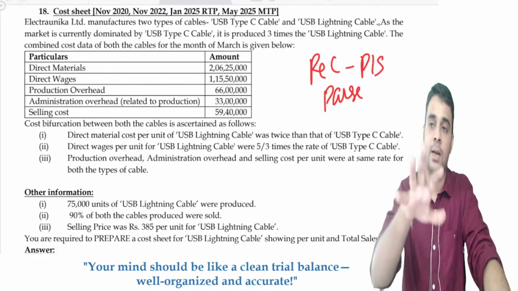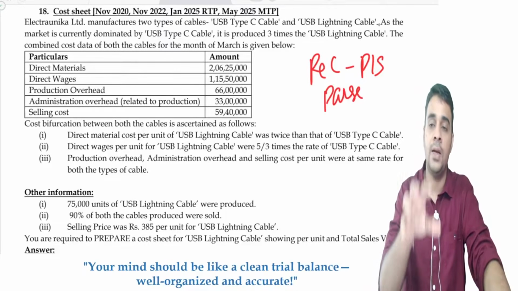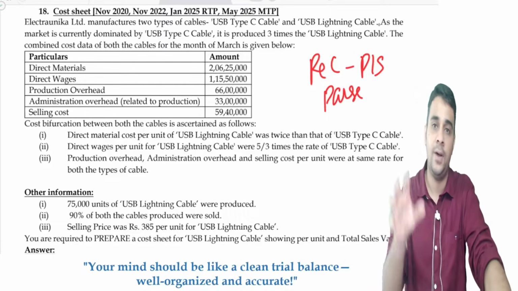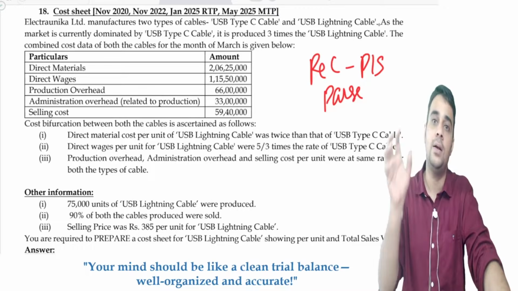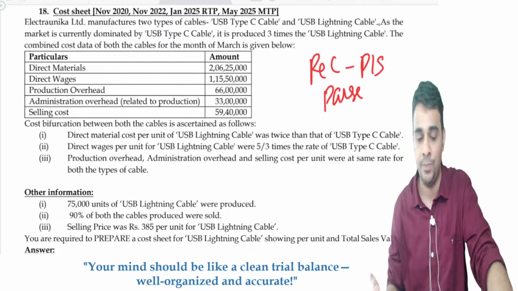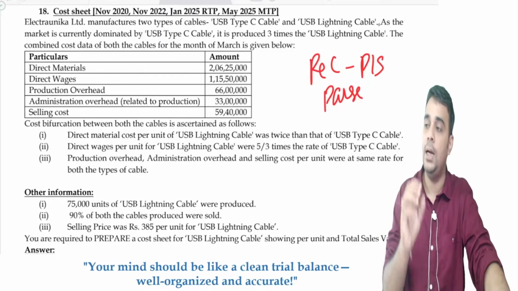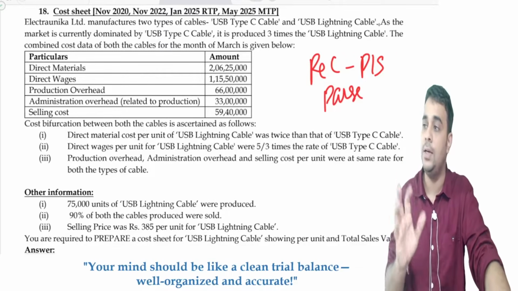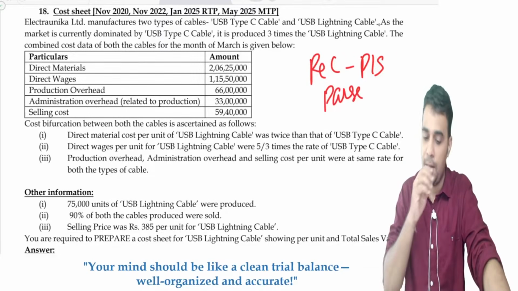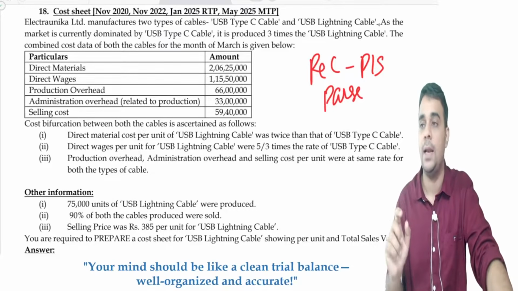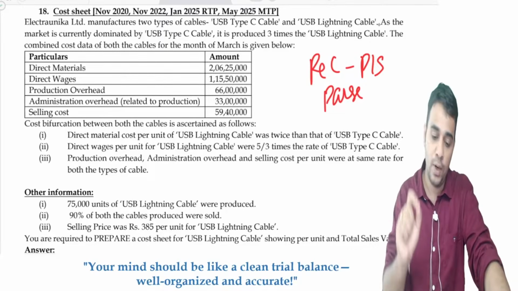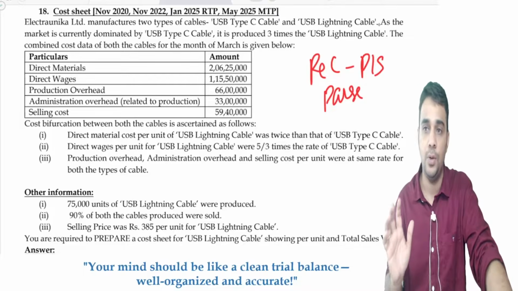So this is like Bharadwaj Institute itself, where I have the combined cost of CA Inter, CA Final, CA Foundation, and I somehow need to get the cost for CA Inter, where I have material cost, labor cost, production overhead, admin overhead related to production, and selling cost. They want us to prepare a cost sheet where I do per unit calculation, showing per unit and total.